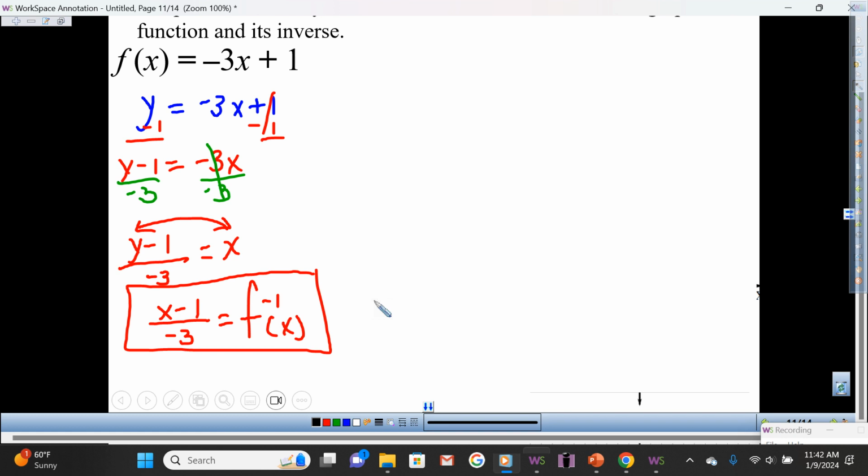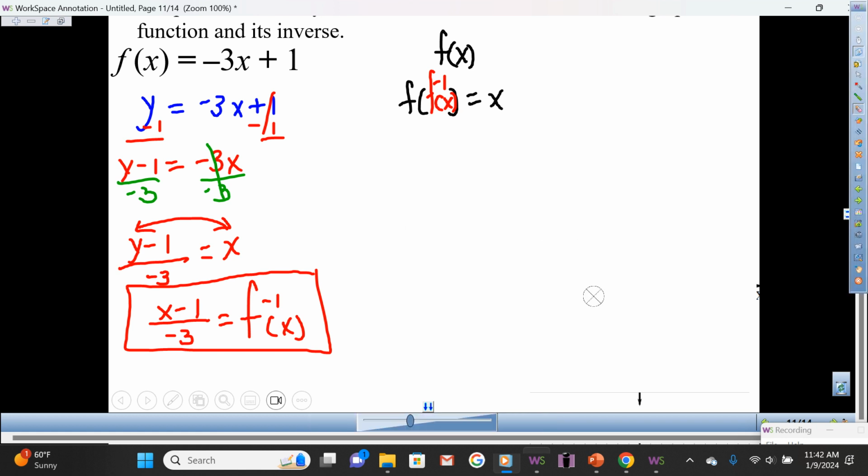So let's do the checking. Ready? We're going to start with f of x. Look up. F of x. Okay, we're going to do this together a little bit faster. What are we going to check? Well, Mr. Q, we're going to check that f of x equals x, but instead of the x here, I'm going to substitute f inverse of x. Okay, let's go.